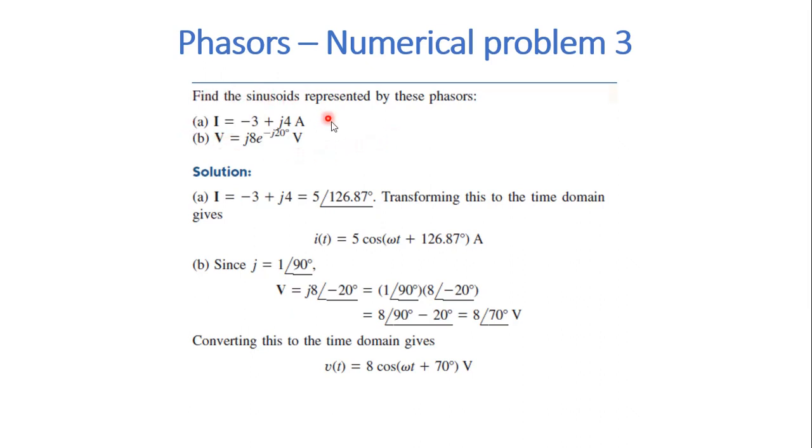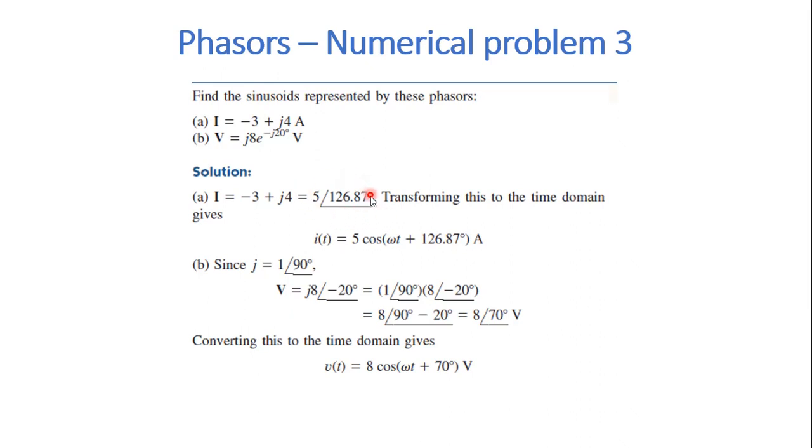As you can see, both are represented in the complex form, that is in the phasor form. We are going to find out the time domain representation, or sinusoidal form. First one, I = -3 + j4. This is a rectangular number. We are going to convert this rectangular number into polar form. So we are going to find out what r and theta are from this x and y. By using a calculator you can find out how to convert rectangular to polar form.